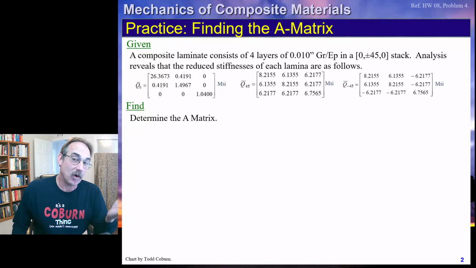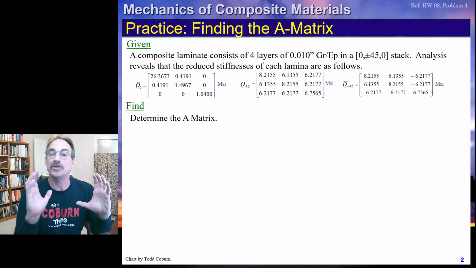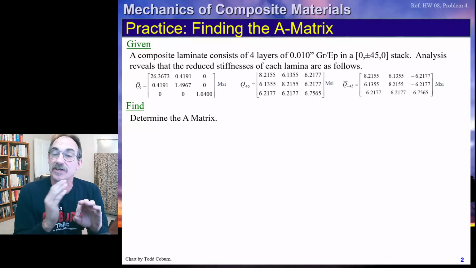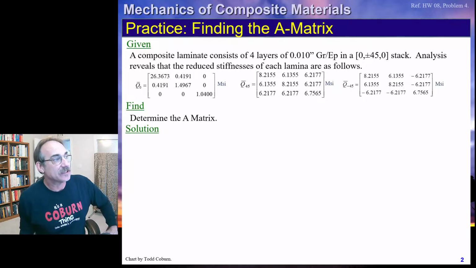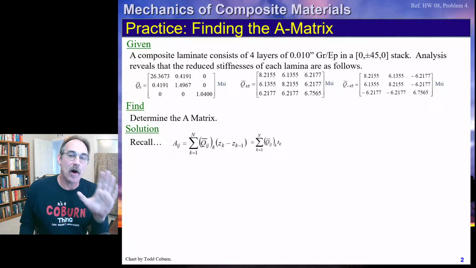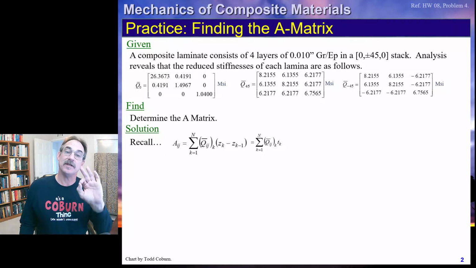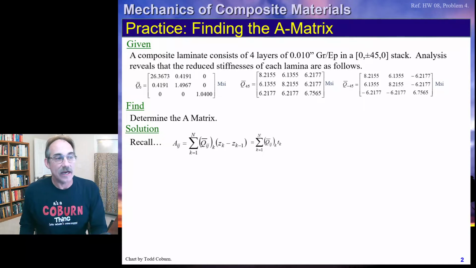Now, we saw before, last video, how we could construct our A matrix. Remember, we're going to need the A, B, B, D matrix in order to transform stresses to strains and back again. And so let's look at how we create that A matrix. Now remember, our equation says that we're going to sum the Q bar for each layer times the Z minus Z minus 1 position, from the position of the bottom of the layer to the top of the layer. This is basically integrating that axial stiffness for each layer.